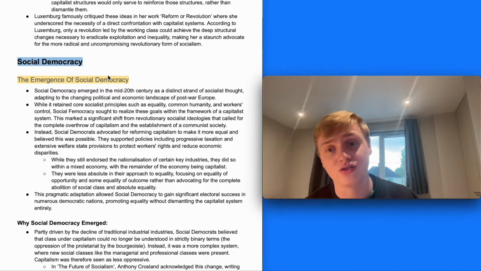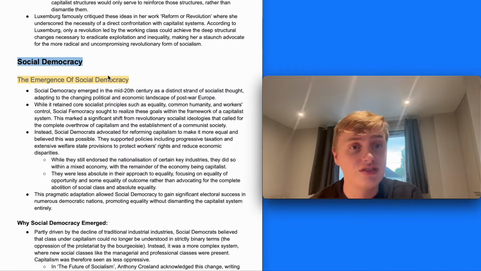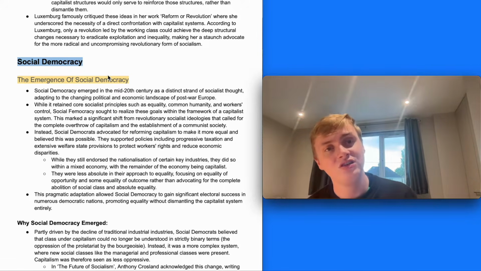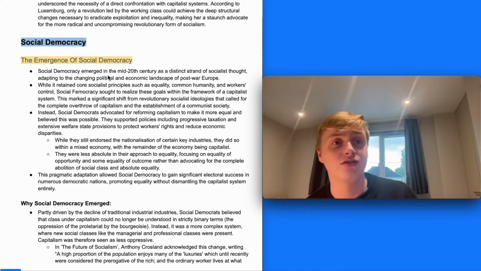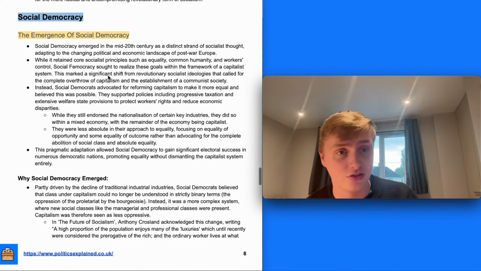Reform or Revolution was a key text where she critiqued these works, and she really underscored the necessity of direct confrontation with capitalist systems by working class revolution. So that's evolutionary socialism. The next strand of socialism we're going to have a quick look at is social democracy.